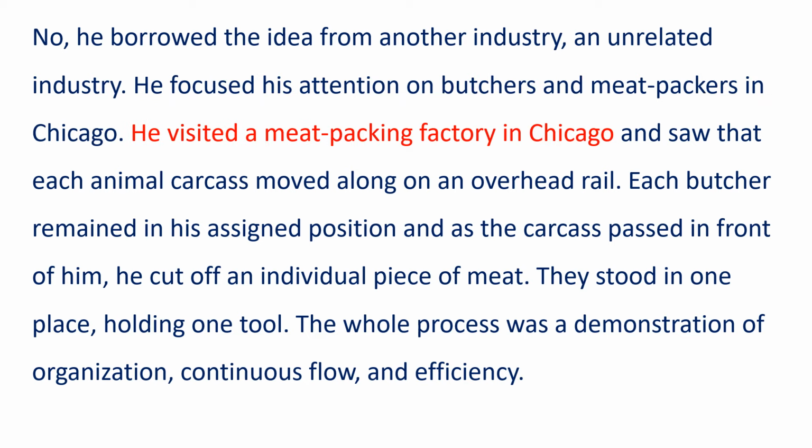He visited a meat packing factory in Chicago and saw that each animal carcass moved along on an overhead rail. Each butcher remained in his assigned position, and as the carcass passed in front of him, he cut off an individual piece of meat. They stood in one place, holding one tool. The whole process was a demonstration of organization, continuous flow, and efficiency.